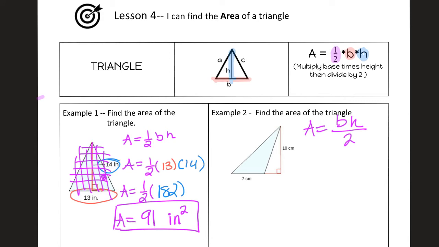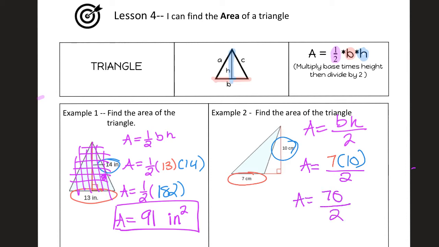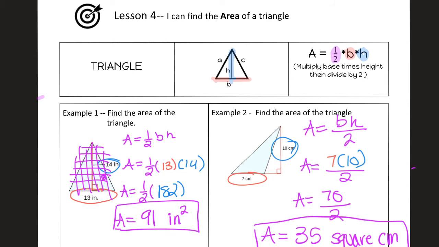Okay. Fill in what we know. The base is 7. The height is 10. Whatever that is divided by 2. 7 times 10 is 70 divided by 2. 70 divided by 2 is 35. Okay. And we could say it's square centimeters. Okay, if you want to write it out and not use the little square notation, that's how you would write it. Okay, and that's pretty much it. Those are our only examples for right now.